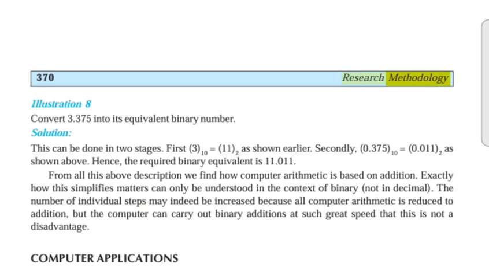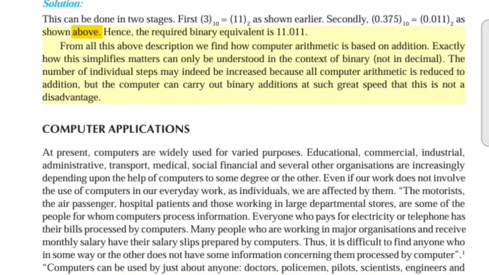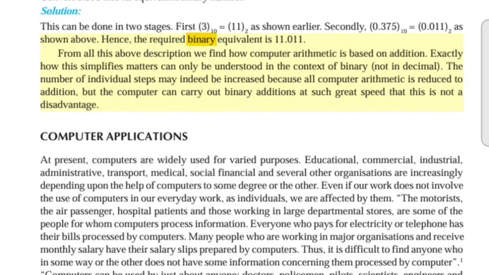370 Research methodology. Illustration 8. Convert 3.375 into its equivalent binary number. Solution. This can be done in 2 stages. First, 3 in decimal equals 11 in binary as shown earlier. Secondly, 0.375 in decimal equals 0.011 in binary as shown above. Hence, the required binary equivalent is 11.011.